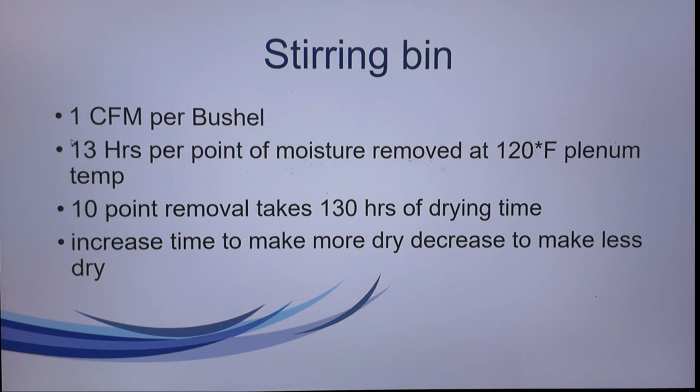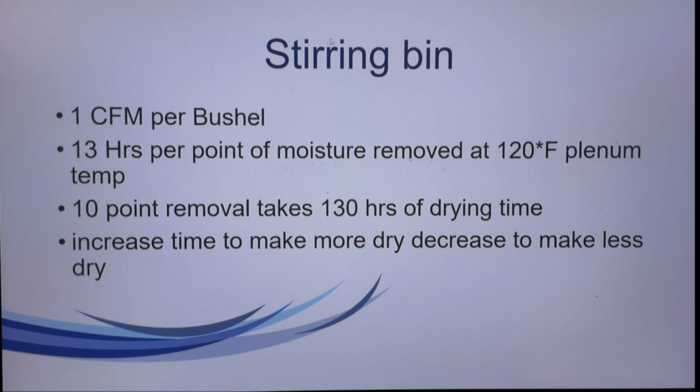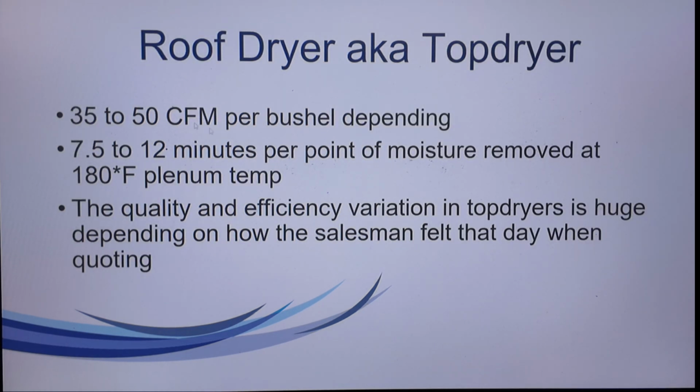Why? Because it's spending 13 hours to remove a point of moisture. So that's going to produce quality grain. Nothing is going to produce higher quality grain than the stirring bin. But anybody who has owned a stirring bin and went to continuous flow can explain why the stirring bin is not king. So with the top dryer, we're all over the place.